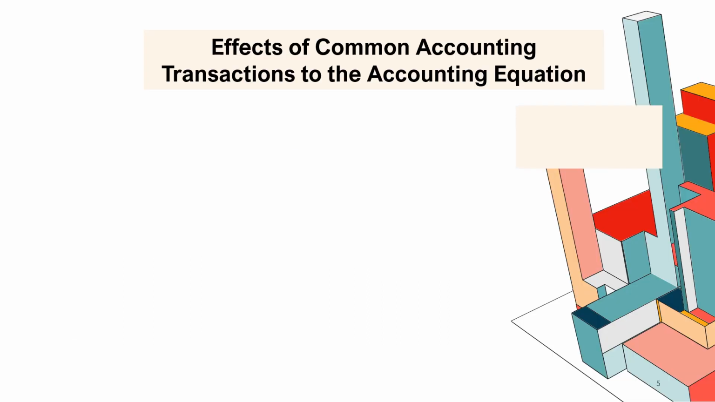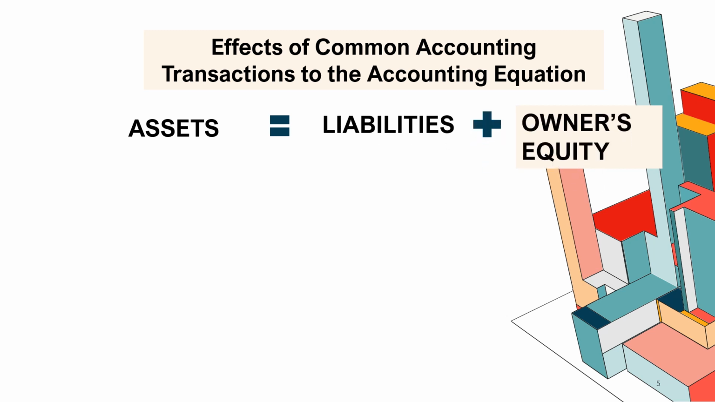Now let's move on to the effects of common accounting transactions on the accounting equation. So we have assets equals liabilities plus owner's equity. Let us again recall that owner's equity is affected by the investment of the owners, withdrawals or drawings of the owners, the income from operations, and expenses from operations. I hope that is clear with you. So based on this accounting equation, we have common accounting transactions that we can derive.